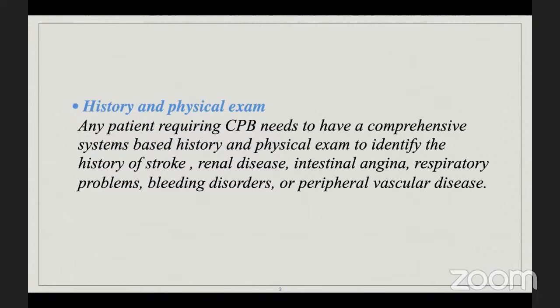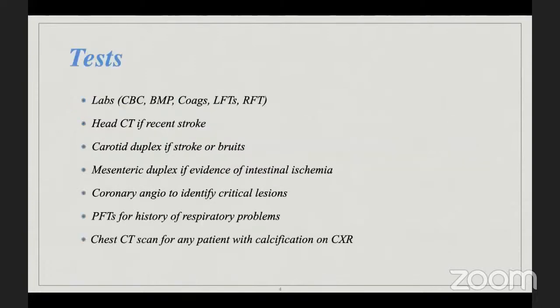First of all, for each patient who will go for bypass surgery, you need a comprehensive systemic-based history and physical exam to identify history of stroke, renal disease, intestinal angina, respiratory problems, bleeding disorders, or peripheral vascular disease. Regarding pre-op tests, all patients should have labs including CBC, chemistry, coag profile, liver and renal function tests, head CT for patients with history of stroke, carotid Doppler in case of history of stroke or bruit on exam, and mesenteric Doppler if there is evidence of intestinal ischemia.